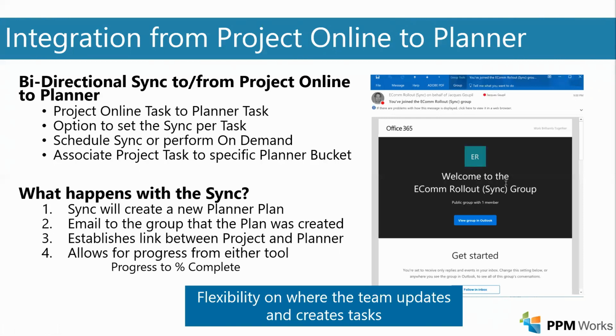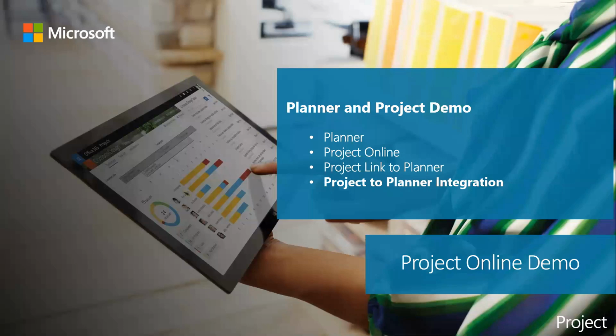So in Planner, we saw that a task was not started, in progress, or completed. In the project world, that would be 0% complete for not started, 50% complete for in progress, or 100% complete for complete. Okay, so that's how that translates. But now let's really see what it looks like when you're working in the environment.